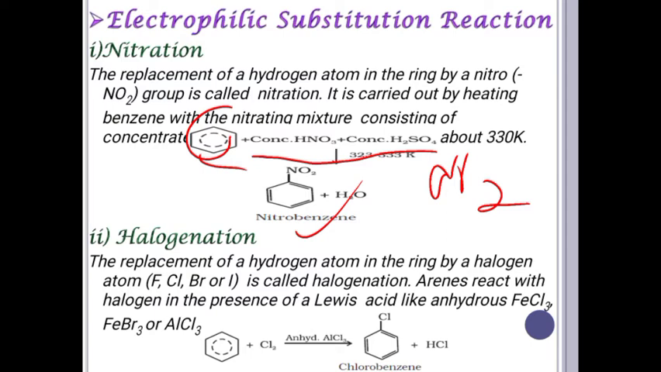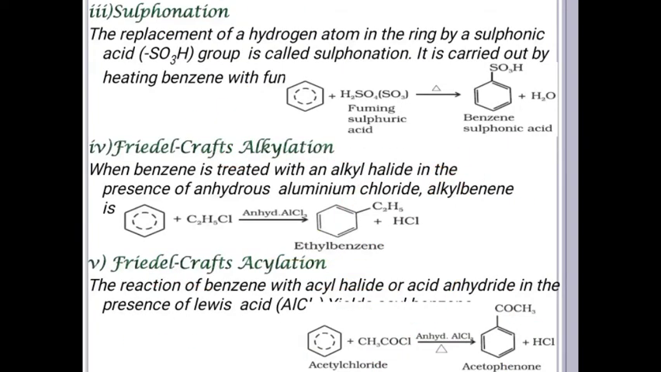Next one is halogenation. That is replacement of a hydrogen atom in the ring by a halogen. Halogen means any halogens. This method is known as halogenation. So, arenes react with the halogens in the presence of a Lewis acid. FeCl3, FeBr3, AlCl3, these are Lewis acids. We will get a halogen containing compound, for example, chlorobenzene. Sulfonation, replacement of a hydrogen atom with the sulfonic acid group. So, benzene is treated with fuming sulfuric acid. We will get benzene sulfonic acid.